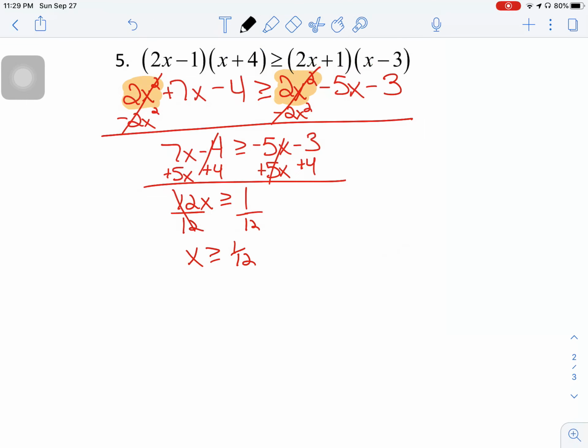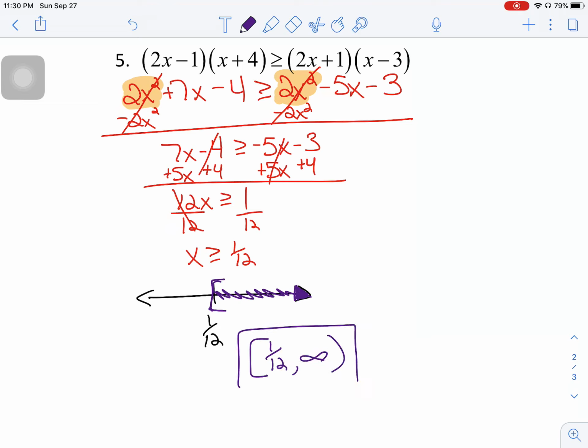So I don't really have a critical value here. I just have an inequality to graph. All right, because it specifically says x is greater than or equal to 1/12. So that's going to be all of these values greater than or to the right of 1/12 here. And the last thing to pay attention to is bracket or parentheses. There is clearly an equals to sign here, so we're going to use a bracket. And so my interval here is 1/12 to infinity.